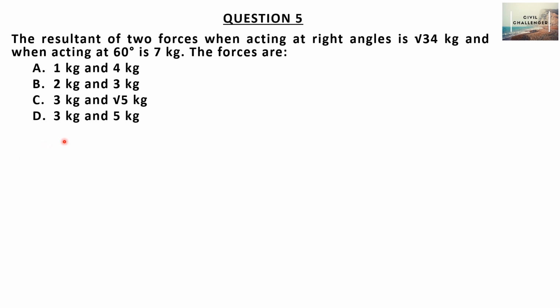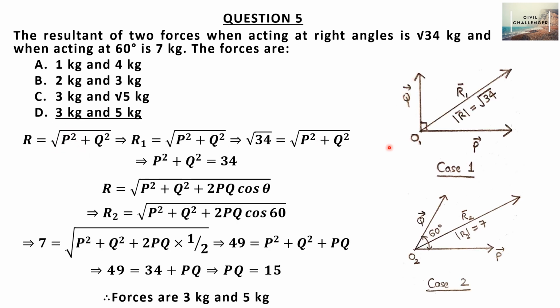Now the next question is, the resultant of two forces when acting at right angles is root 34 kilogram and when acting at 60 degrees is 7 kilogram. The forces are: option A, 1 kilogram and 4 kilogram; option B, 2 kilogram and 3 kilogram; option C, 3 kilogram and root 5 kilogram; option D, 3 kilogram and 5 kilogram. Now we have two cases. The first case is that two forces P and Q are acting at 90 degrees and the resultant is equal to root 34 kilogram. In the next case, P and Q act at 60 degrees, and the resultant is 7.